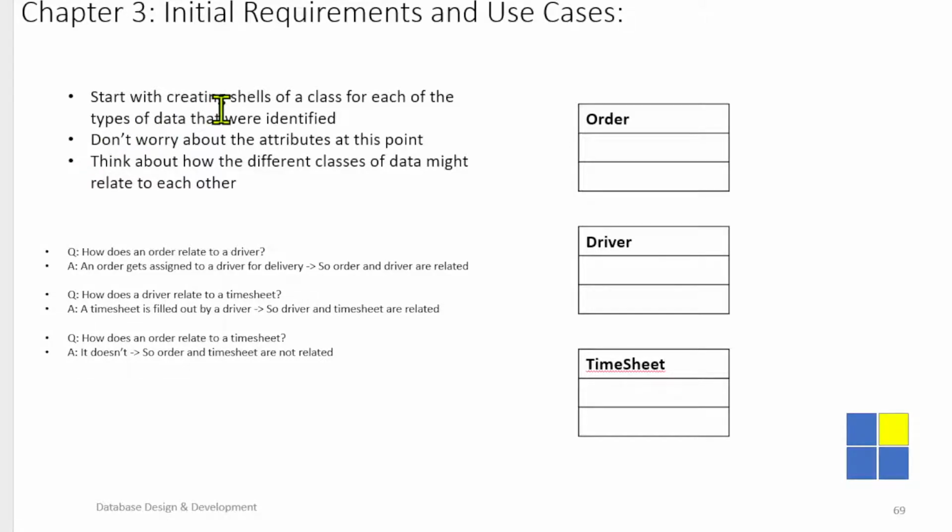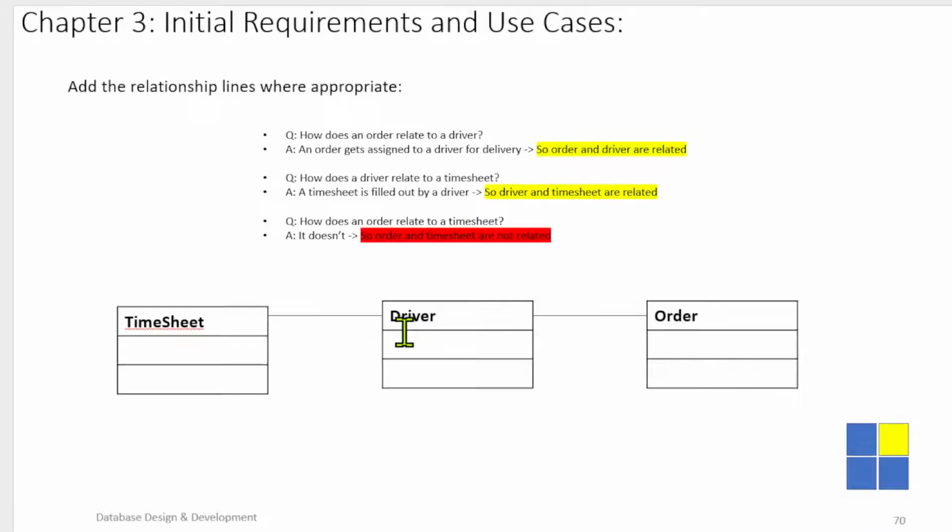And think about the different classes and how the data might relate to each other. How does the order data relate to driver? Well, an order gets assigned to a driver for delivery. How does a driver relate to timesheet? Well, it's filled out by the driver. And how does an order relate to a timesheet? It doesn't, so order and timesheet are not related. Although there's really not a timesheet without an order, so it is a tertiary relation, but we'll say not related just for this exercise.